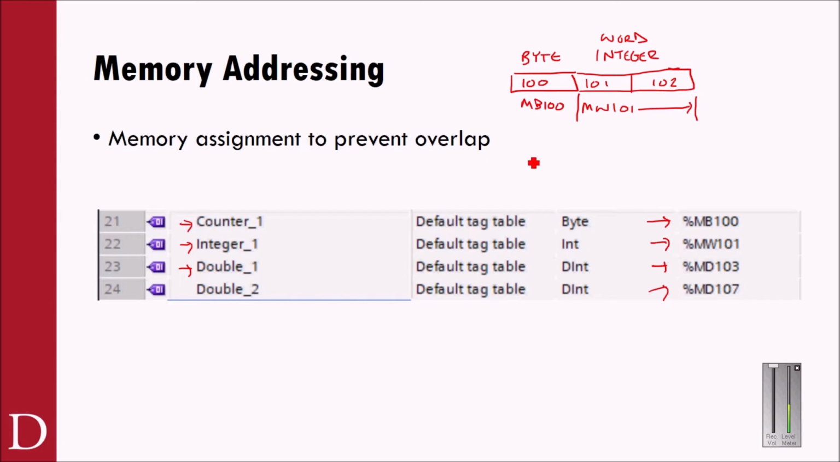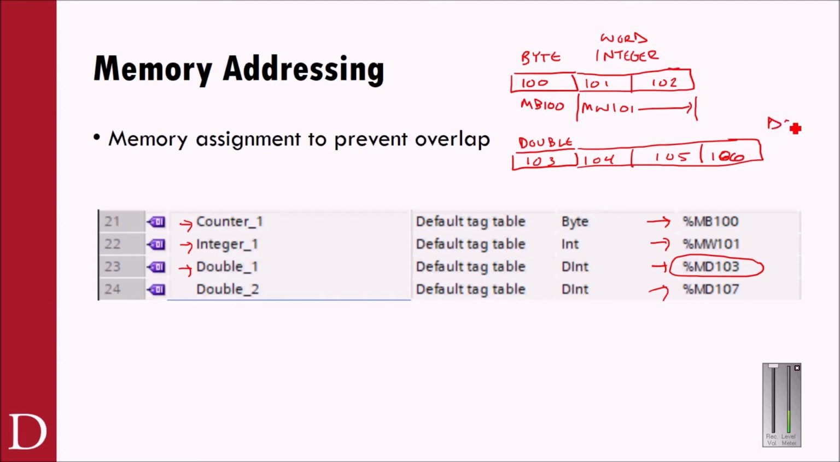You skip by 4 there. Well, the reason why I did that is MD is a double. And we know a double is 32 bits, or the equivalent of 4 byte addresses, right? So I need to have 4 of these now. So for this one as an example, MD103, I would consume 103, 104, 105, and 106. That means the next double address, or the next address I'd have available, wouldn't even start until 107, right? I couldn't even touch 106.